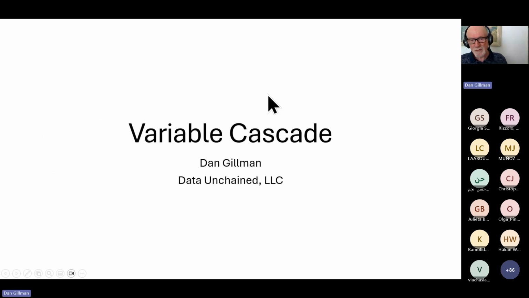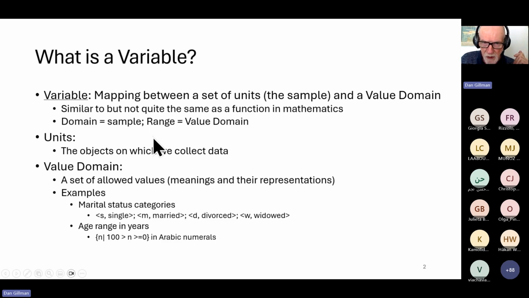All right, so I'm going to talk about what we refer to as the variable cascade, which is the way to describe variables. This approach is in GSIM and in a couple of the DDI standards, so it's becoming a common way of describing variables. So first, what do we mean by a variable? It's a mapping between a set of units, we can call that a sample, and a value domain that I will describe in a second.